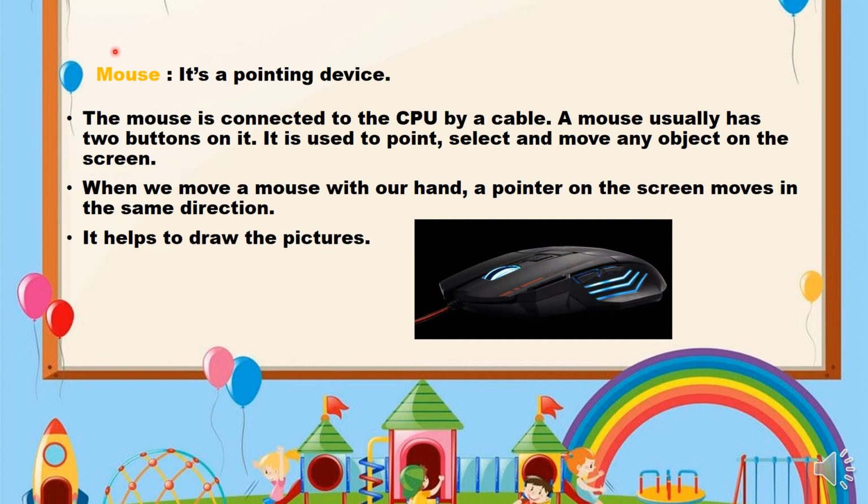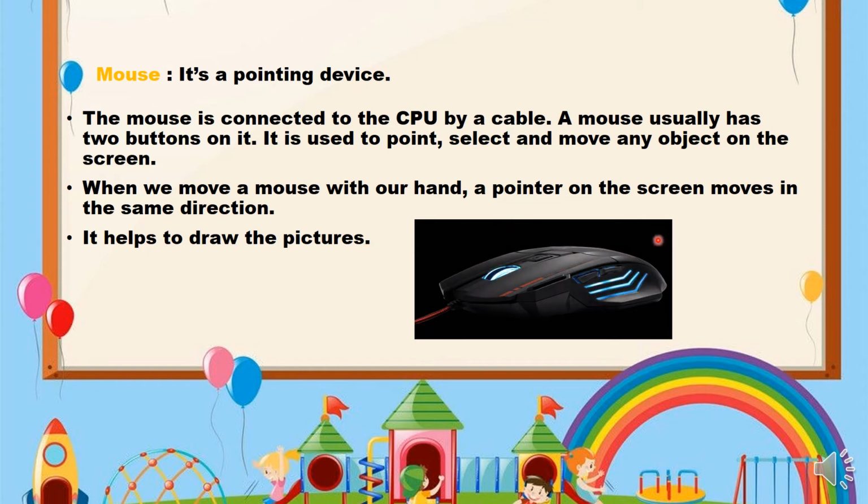What is mouse? It's a pointing device. The mouse is connected to the CPU by a cable. A mouse usually has two buttons on it. It is used to point, select and move any object on the screen. Hope you are observing me. I am reading with the pointer, isn't it? Yes. When we move a mouse with our hand, a pointer on the screen moves in the same direction. It helps to draw pictures.